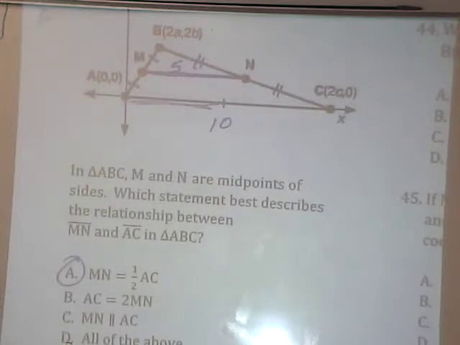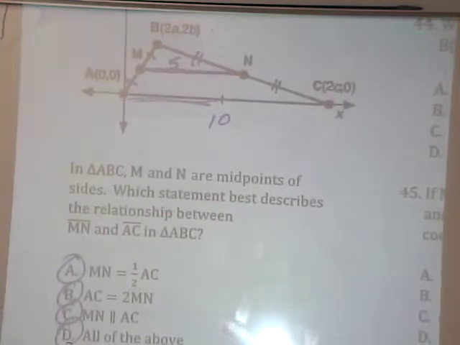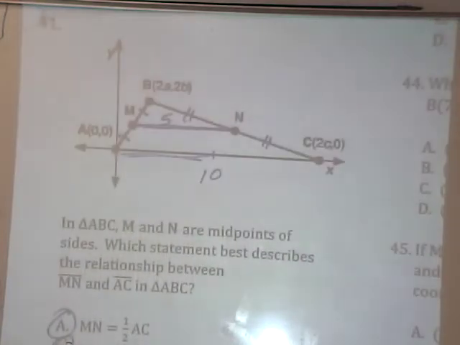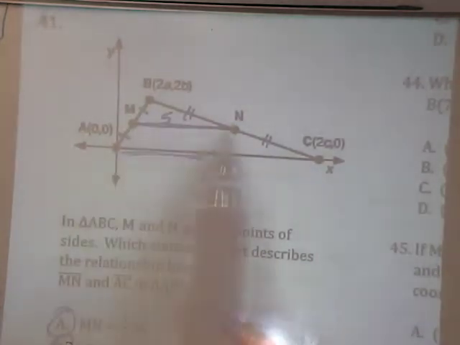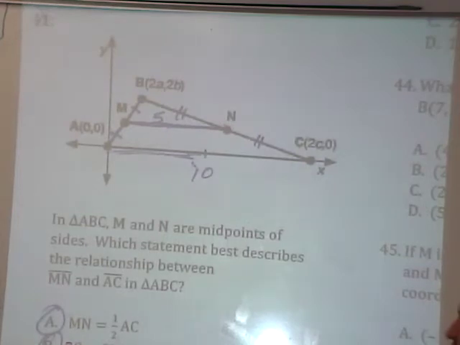AC is 2 times MN. Yeah, right? And MN is parallel to AC. Those are midpoints. You connect them, they're parallel, right? So all the above, right? Any questions on number 41? You connect the two midpoints, you got a mid-segment. They're parallel. This is half of this, and this is twice that. Good.